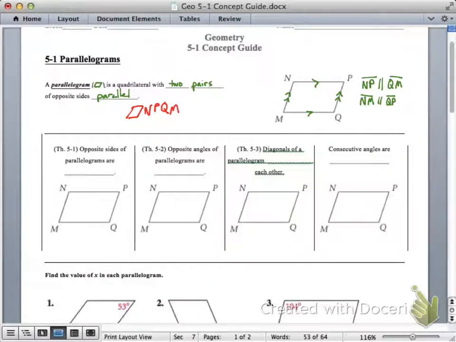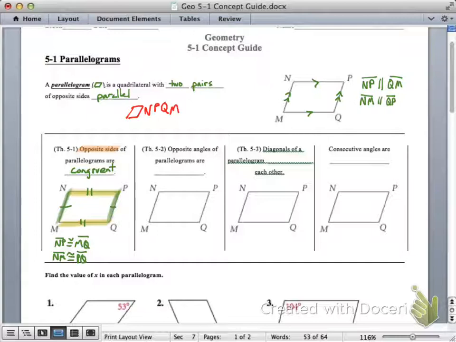Parallelograms then have several other important characteristics. The first one is that opposite sides of parallelograms are congruent. So in this parallelogram here, we've got NMQP. The opposite sides, segment NP is congruent with segment MQ, and then segment NM is congruent with segment PQ. And that will always be the case if you have a parallelogram.